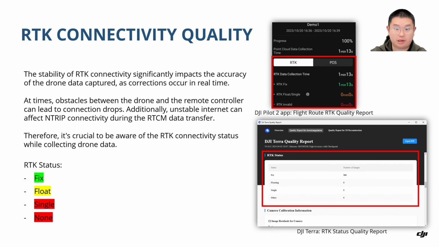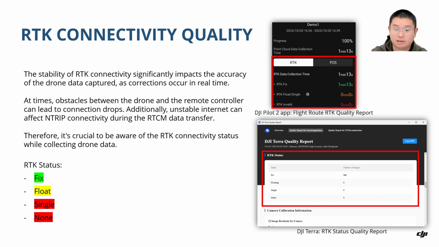Finally, we will discuss the importance of RTK connectivity quality. This is crucial since RTK connections happen in real time, and the stability of RTK connectivity can significantly influence data accuracy. Signal interference and unstable internet can affect RTK connectivity. Suppose you have completed an RTK mission and captured all the data you want, only to find out too late that it was captured during unstable RTK connectivity. This means you will have to revisit the site and recapture the data.